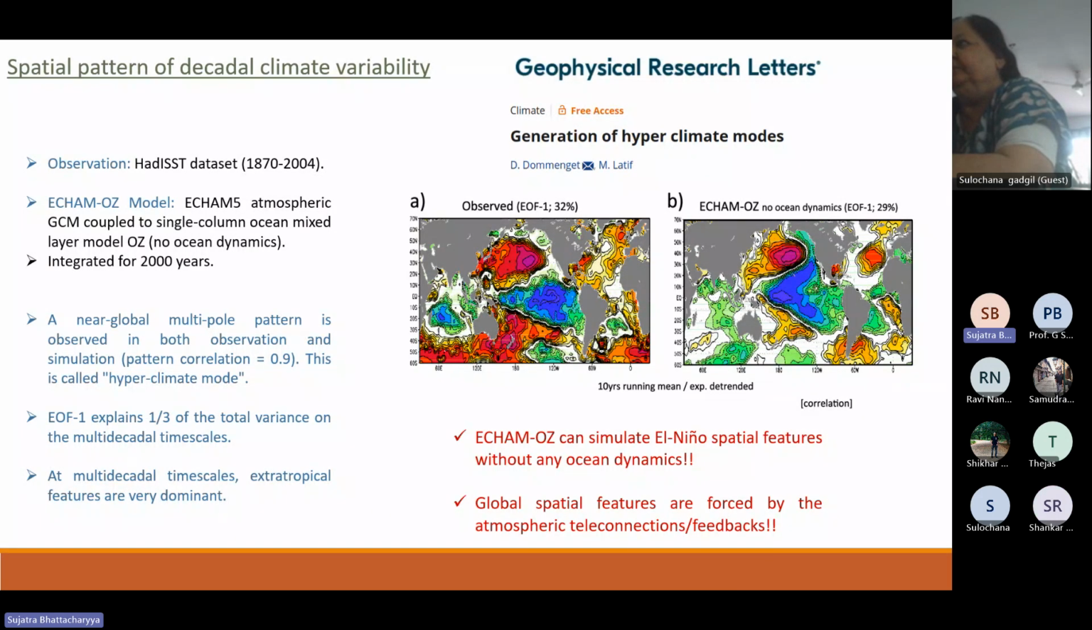And since they want to address natural climate variability, so they have detrended the data set exponentially.